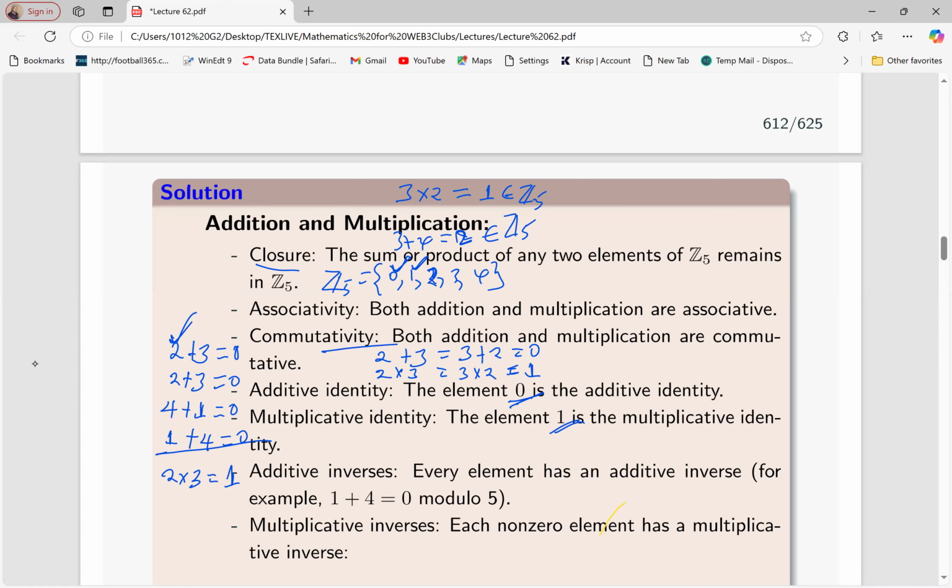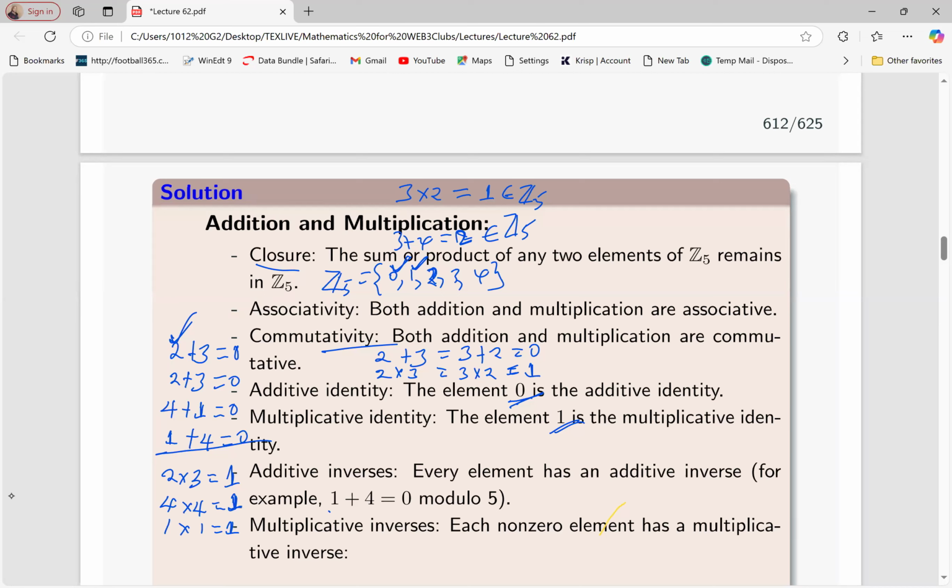What about the inverse of 4? The inverse of 4 is 4 itself, because 4 times 4 will be 1. And the inverse of 1 will be 1 itself. So every element has an inverse under addition and an inverse under multiplication.